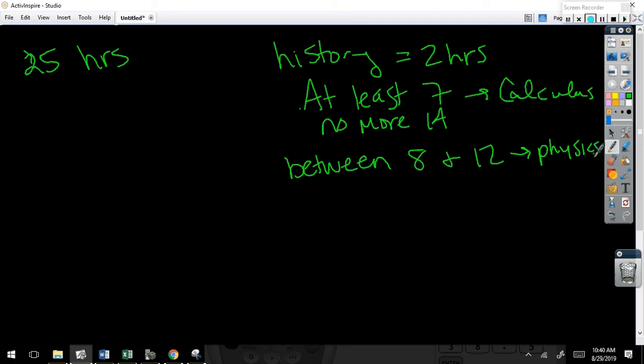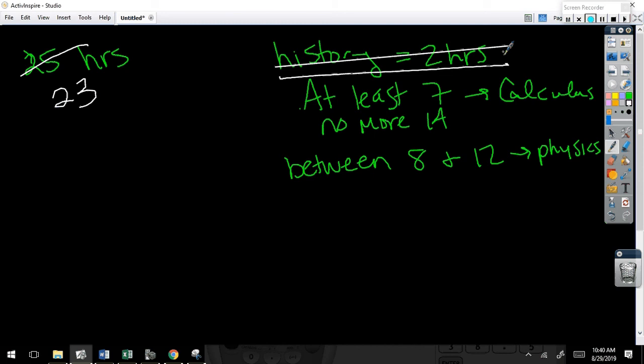Well, the physics and calculus is pretty easy, right? I mean, that's straight up. At least, and in fact, we need to write it in terms of only two variables, right? Because she says she's going to spend 2 hours on history. She plans to study history for 2 hours. How many hours are left in total? 23. Okay, so now we can just disregard history. She knows what she's going to spend on history. We want to find how many she spends on physics and calculus.